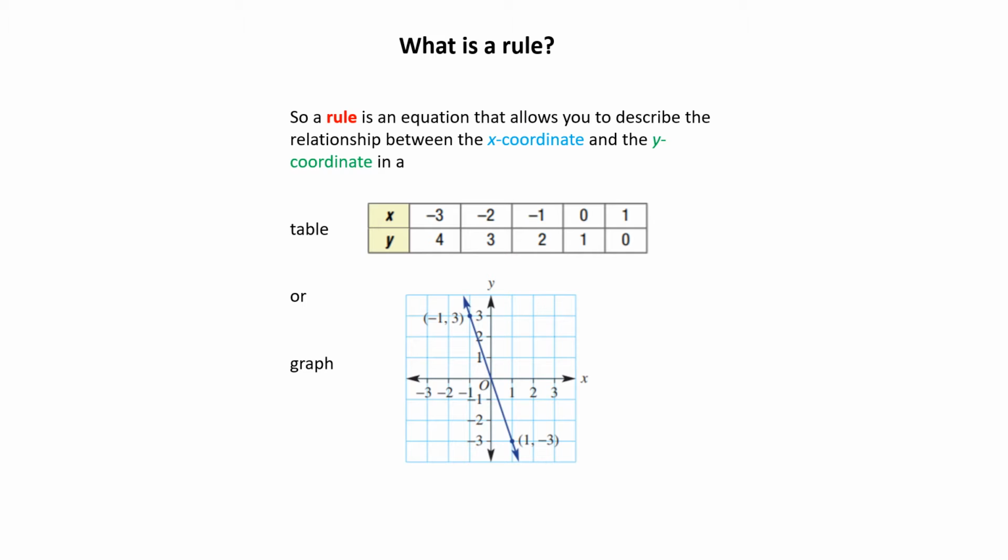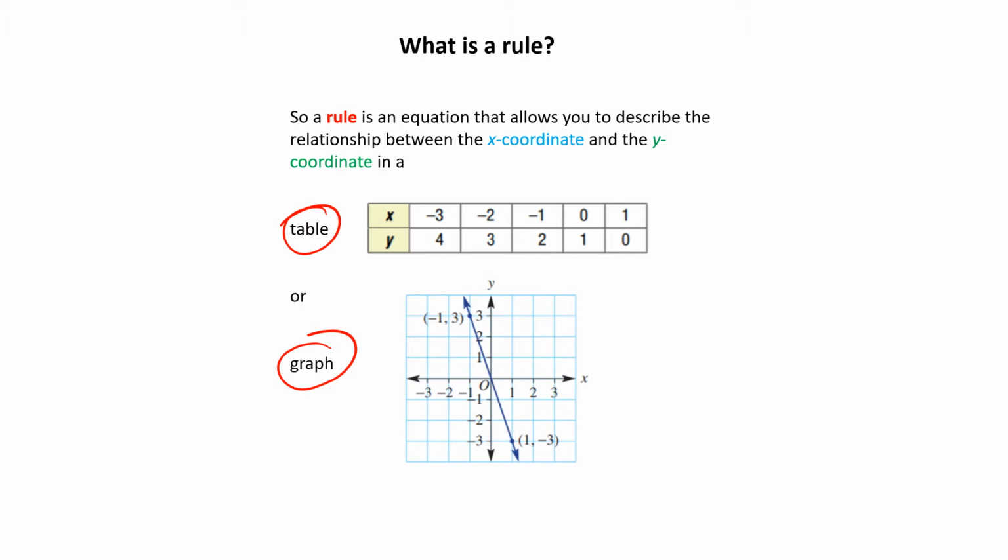Okay, so in this video, what we're going to be looking at is finding a rule using a table or a graph. But first off, we need to define what a rule is. A rule is an equation that allows you to describe the relationship between the x-coordinate and the y-coordinate in either, as I said, table or graph format.